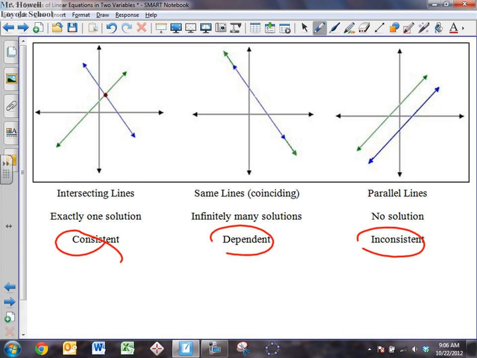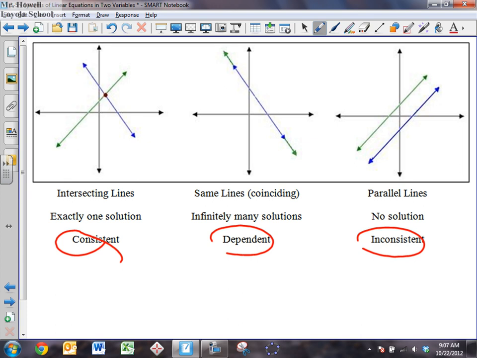When they're the same line, we did parallel first. When they're the same line, we call them coinciding, and that is a good term to know. When two things coincide, they are on top of one another, or they're the same thing. They coincide with one another. They overlap. When two sets coincide, there's some overlap in their solution. And there are an infinite amount of solutions.